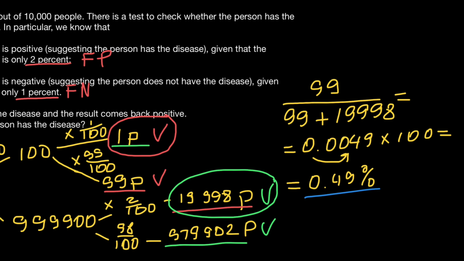I hope now you understand how to solve this type of problem. Just use the fork line method. It is very easy. And this is all for today.